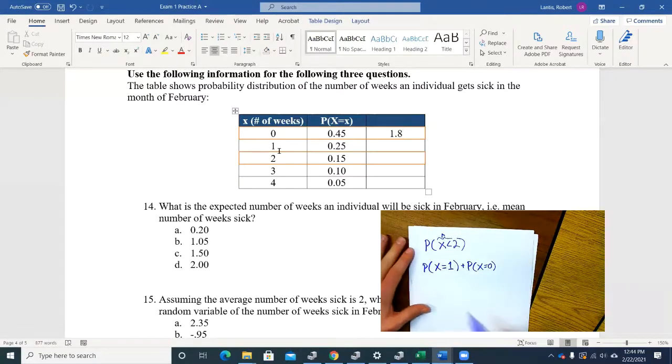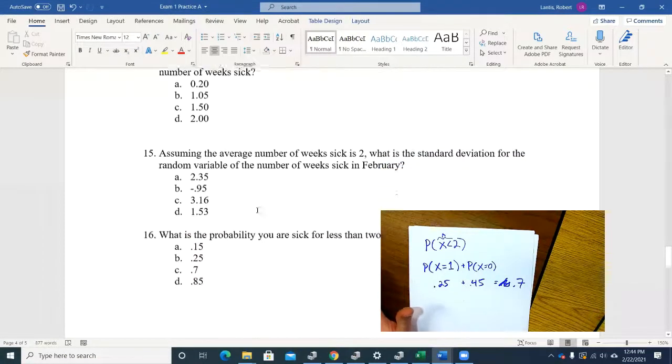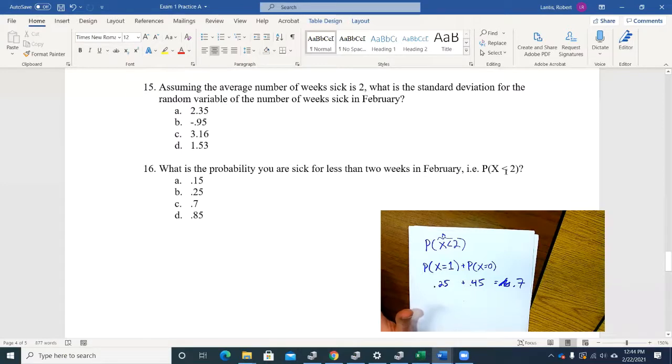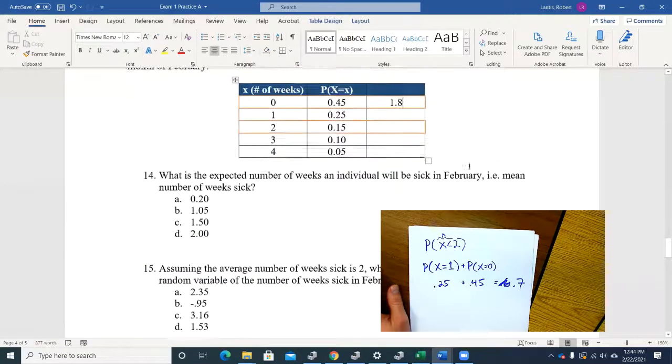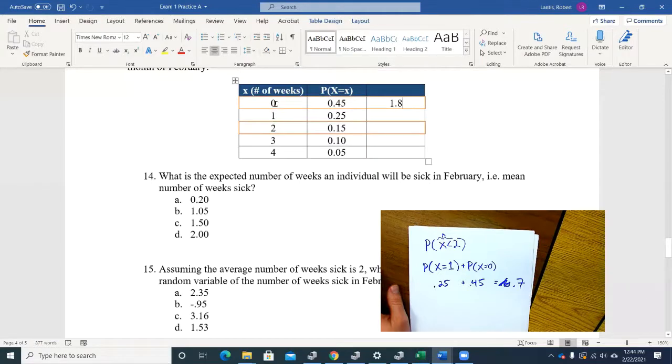Now from there, the probability X is equal to 1 was 0.25. The probability X is equal to 0 is 0.45, so 0.7. So what I'm doing is I'm just thinking about what outcomes fit this criteria, and then adding the probabilities of those outcomes. So the only outcomes less than 2 would be 1 and 0.